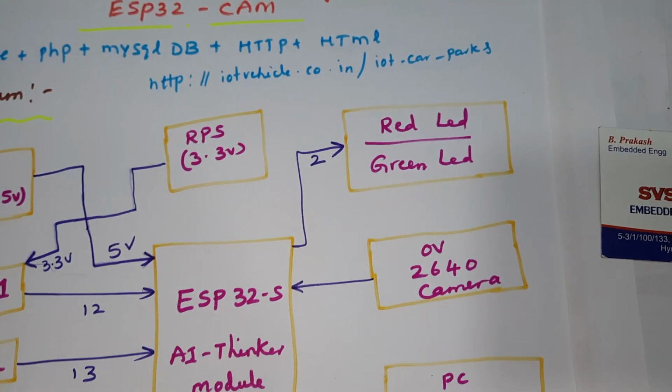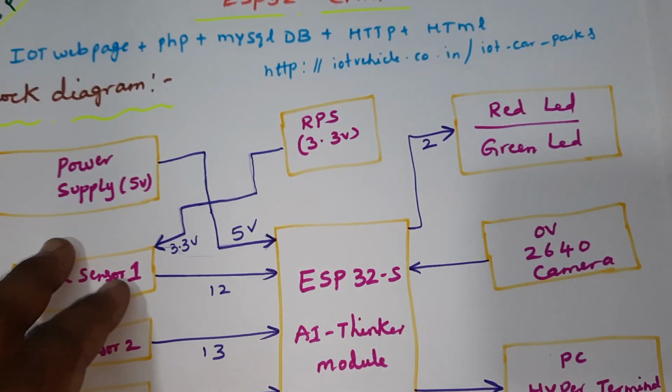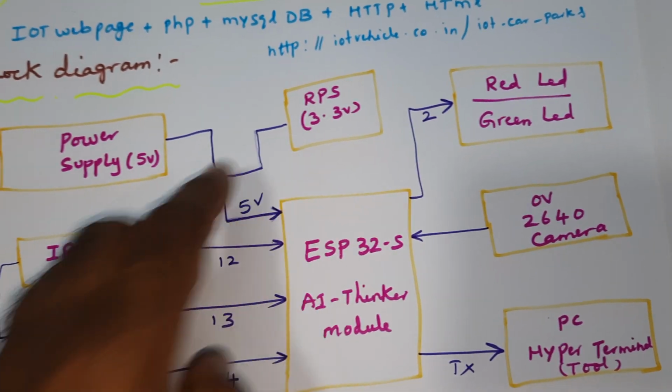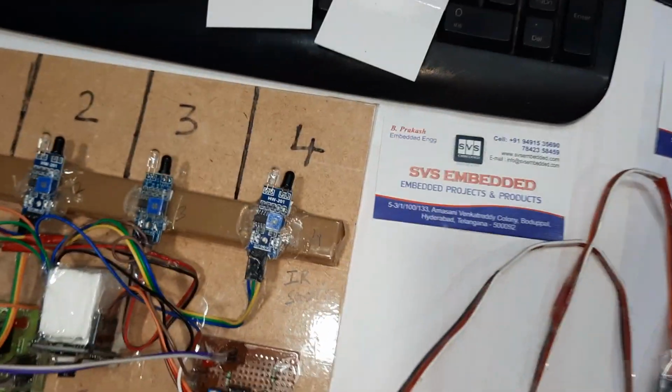One red LED, one green LED, IR sensors, a 5 volts power supply, and a 3.3 volts power supply for the IR sensors. So let us come to the hardware part.